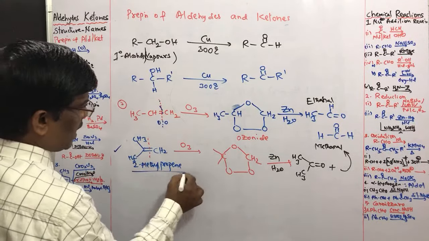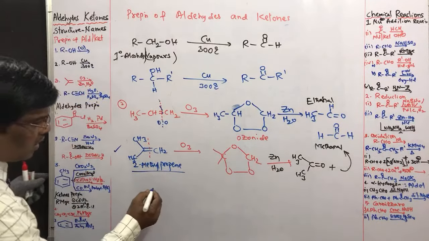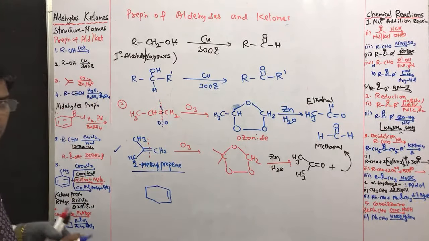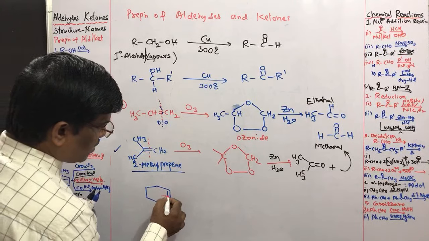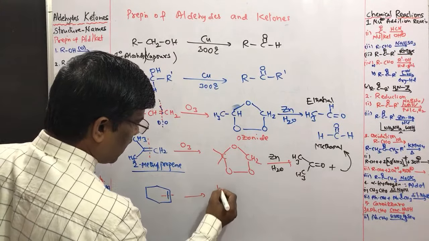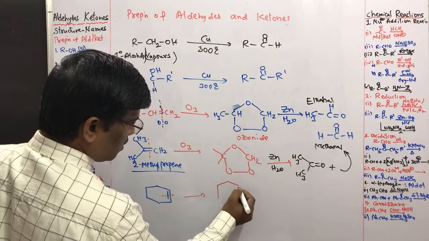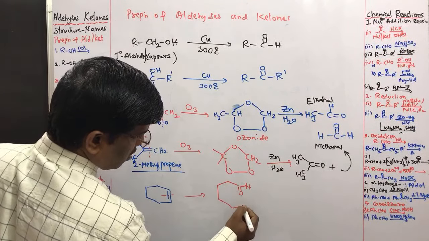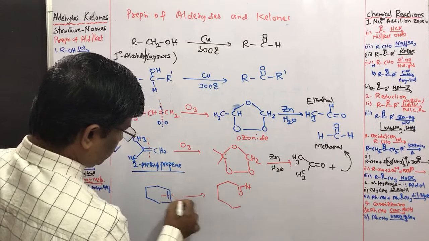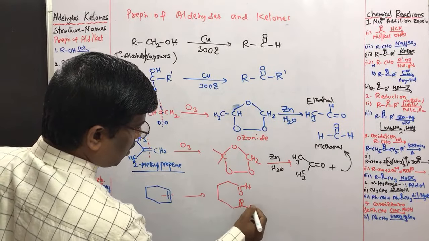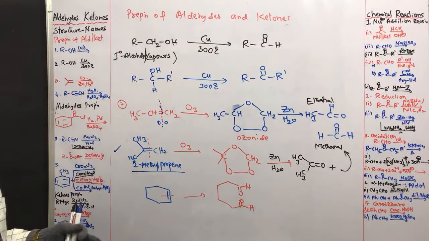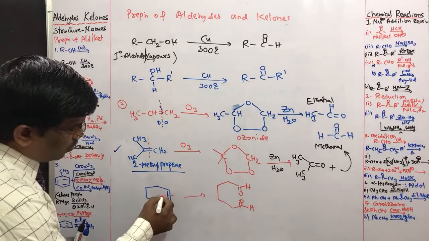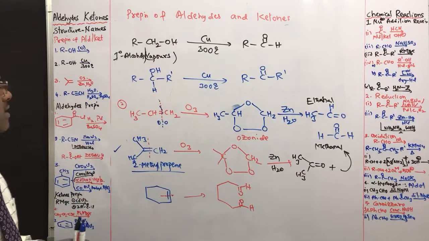Yes students, so methyl propene gives this. So whatever the double bond, let me check this. If I have a double bond here, what am I going to get? Just break here, I am going to get a dialdehyde. So here double bond, here double bond O. So this is the way you can add oxygen to these alkenes.